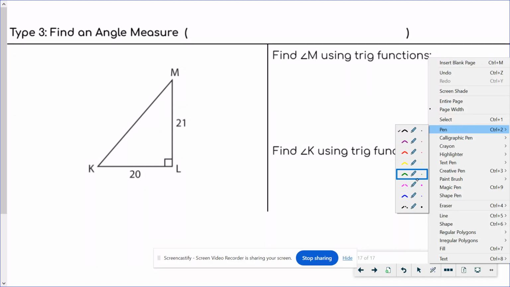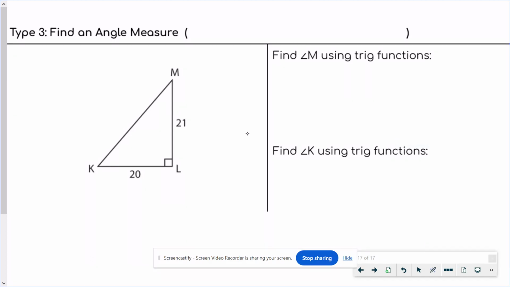Hello, everybody. So we have talked about how we can use trig functions to find missing sides. Now we're going to use that same idea to help us find missing angles. This is also going to be something that uses a calculator, so know that you will need your calculator to find your missing angles.